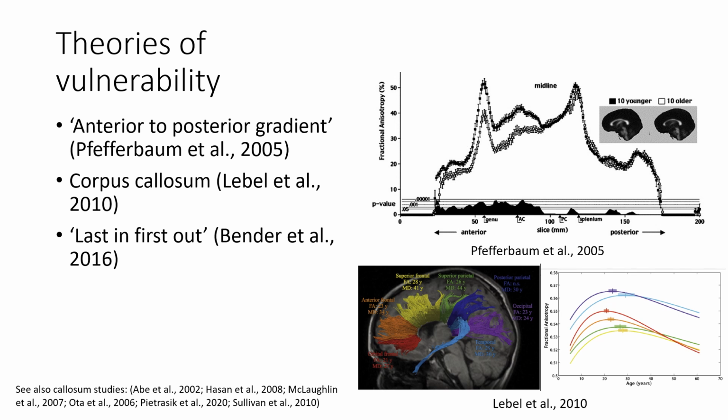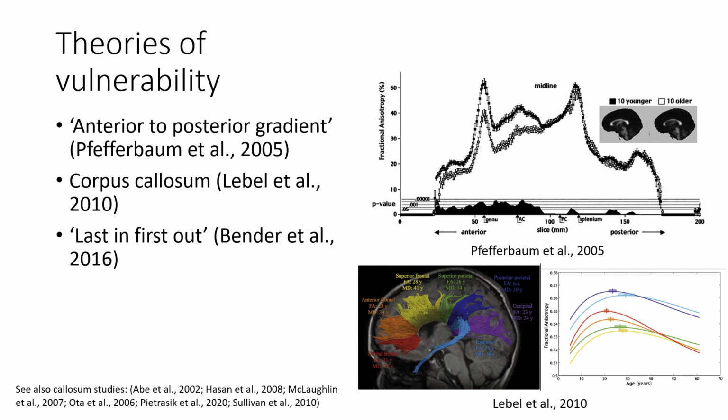The effect in p-value is demonstrated on the bottom of the plot. As can be seen by this plot, the younger adults have significantly greater fractional anisotropy in the anterior slices of the brain, and this effect is greatly reduced about midway through the brain. A similar anterior to posterior gradient was described by Lebel and colleagues using tractography to examine fiber tracts within the corpus callosum, with the orbitofrontal and anterior frontal fibers being most vulnerable to the effects of age.